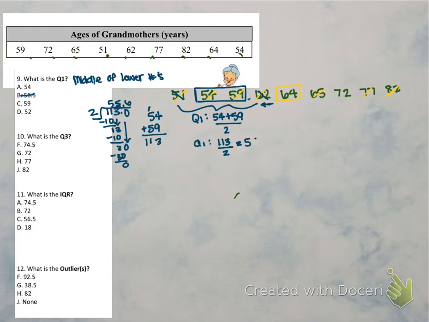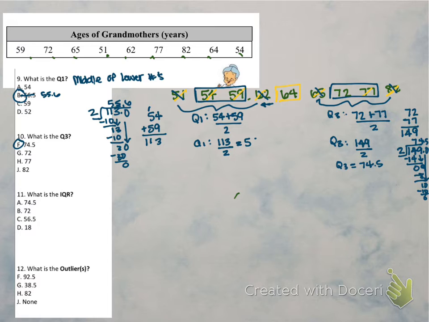Okay, and so B is the typo. That should say 55.6, so our answer is B. Sorry, just making sure. Okay, so Q1 is 55.6. Q3 is that same process, so I want you to try it on your own, finding Q3. So press pause and then press play when you have finished.